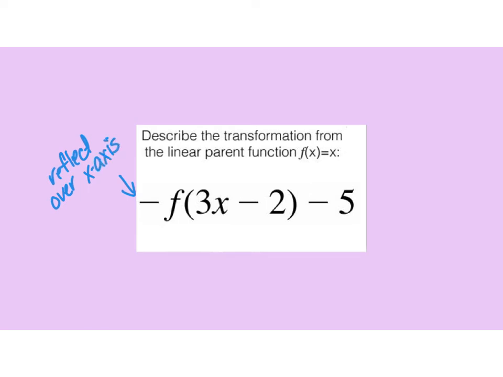Okay. Now the 3 is inside the parentheses. So inside is horizontal. So we're talking opposite of what you think. Because you're multiplying by 3, you would think it's a stretch. But instead, this would be a horizontal compression, which means it's going to get steeper. Remember, the larger the slope, the steeper the line. So this right here will be key.